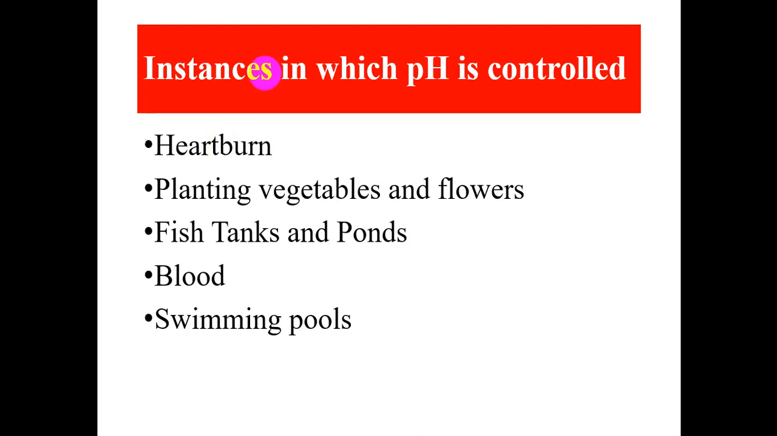So when we are planting vegetables and flowers too, you have to control the pH of the environment. Fish tanks and fish ponds, you have to control the pH or else all your fishes will die. The blood pH is around 7.4 or 7.5. If the pH becomes more, then the person's body is prone to infection or the blood becomes infected.